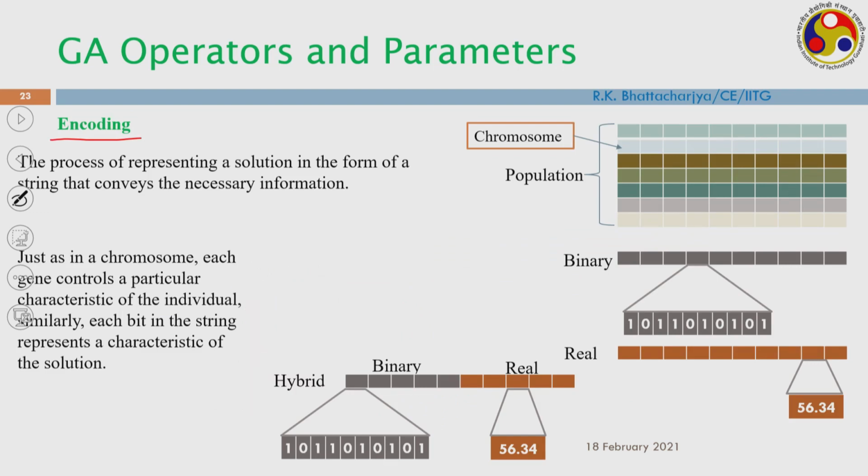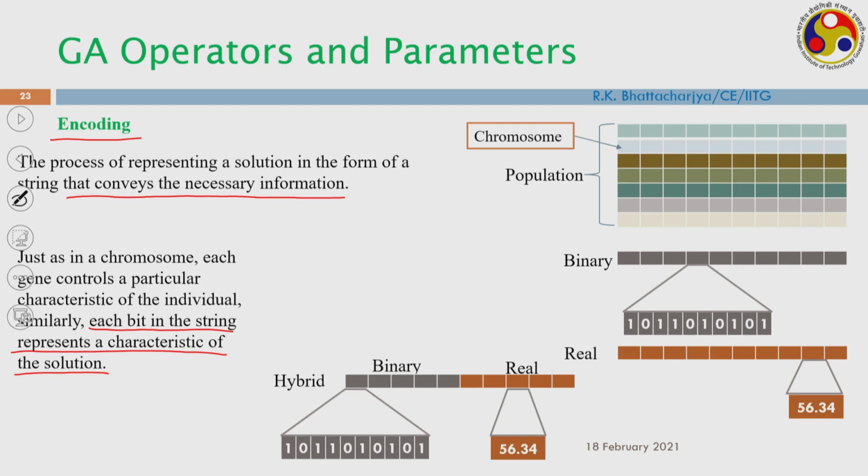What is encoding? The process of representing a solution in the form of a string that conveys the necessary information is called encoding. Just as in a chromosome, each gene controls a particular characteristic of the individual, similarly each bit in the string represents a characteristic of the solution. So, using encoding, I would like to convert this solution into a string, and just like in a chromosome, where the gene bears the characteristics of that solution, here also its bits will carry the information or characteristics of that solution.